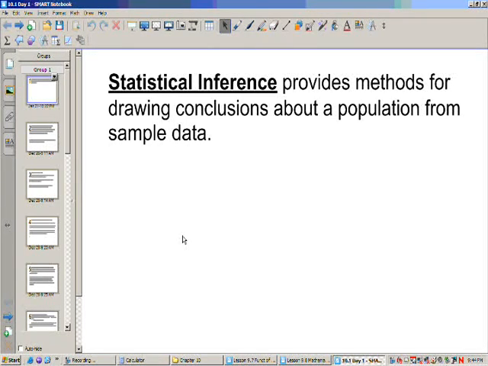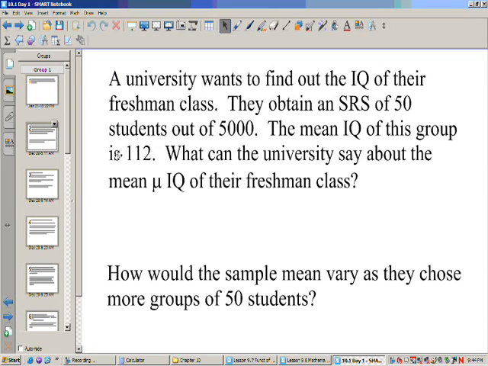We're going to learn about statistical inference and confidence intervals today. Statistical inference provides methods for drawing conclusions about a population from sample data. And this will make more sense as we do some of it. But the goal with inference is to figure out what our data say about an entire population, because we can't survey everybody in our population, but we can take a guess at what they would think.